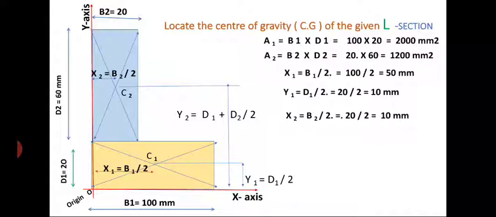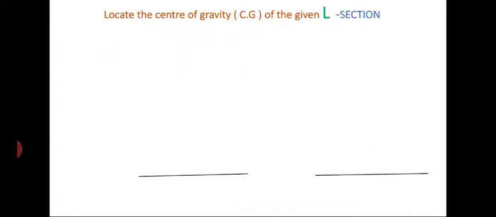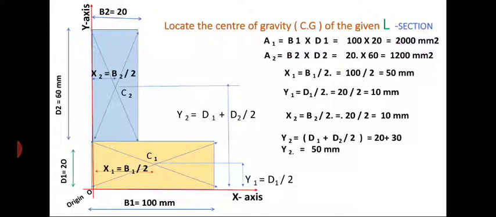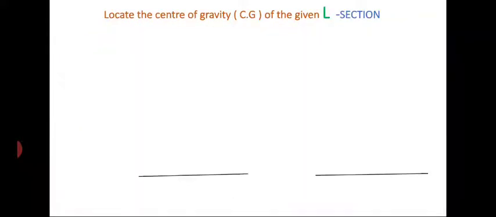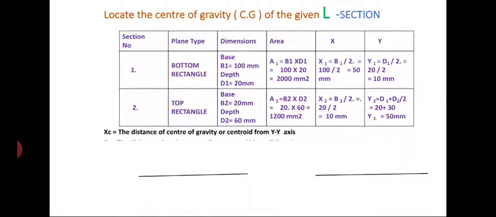Similarly, x2 equal to half of the base, b2 by 2, y2 equal to half of the height plus the height of the bottom rectangle. Therefore, d1 plus d2 by 2. All these values are written in tabular form, where xc is the distance of the center of gravity of the entire section from the y-axis, and yc is the distance of the center of gravity from the x axis.